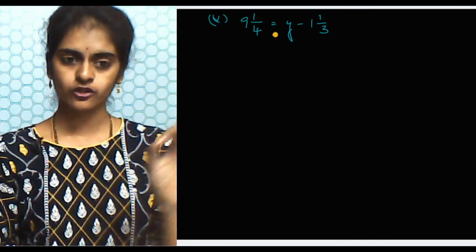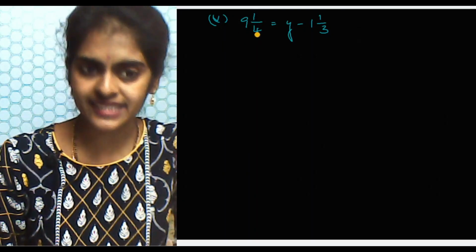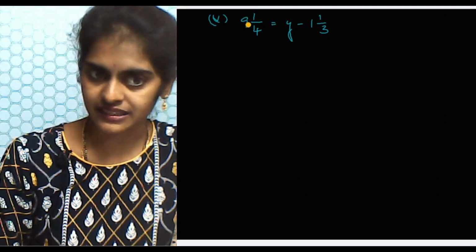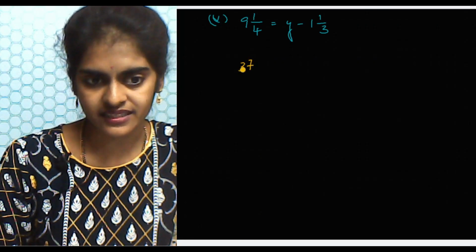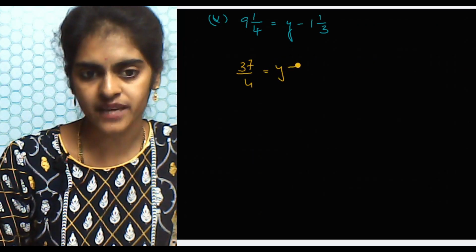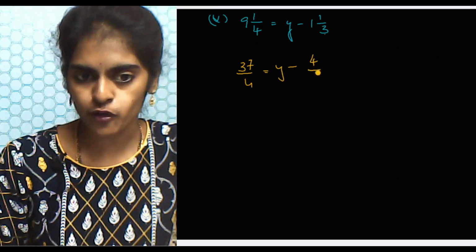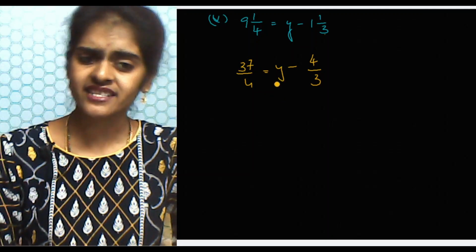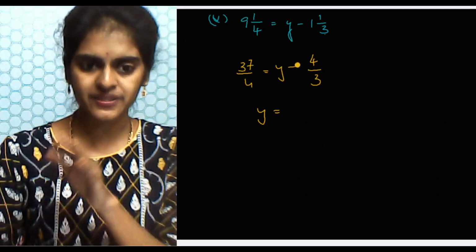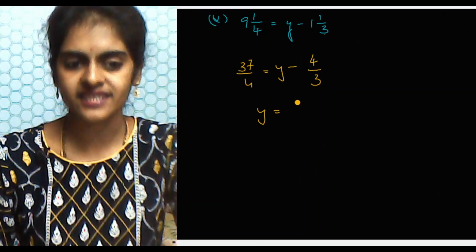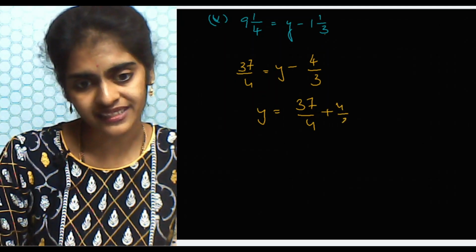9 1 by 4. Here also firstly you have to transform it into an improper fraction. So as I said, you will multiply these two. 9 4s are 36 and you will add 1. So 36 plus 1 is 37 by 4 is equal to y minus. Now this is also an improper fraction. 3 ones are 3 plus 1 is 4 by 3. I just want the value of y. So let me keep y in RHS and let me send this minus 4 by 3 to the other side. So it becomes 37 by 4 minus 4 by 3 becomes plus 4 by 3.